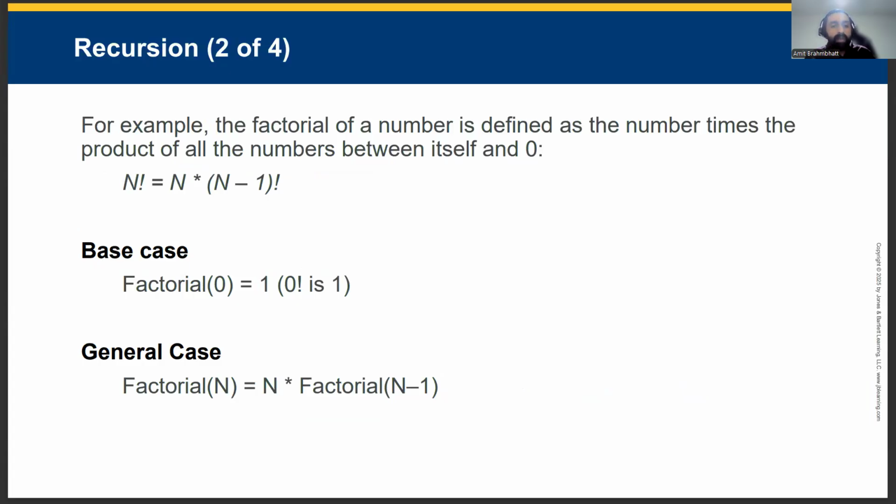Here's a factorial example to illustrate recursion. Factorial is defined as n factorial equals n multiplied by n minus 1 multiplied by n minus 2, etc., all the way to 1. The slide shows how the definition naturally splits into a base case and a general case. The base case is factorial 0 equals 1. The general case is factorial n equals n multiplied by factorial n minus 1.